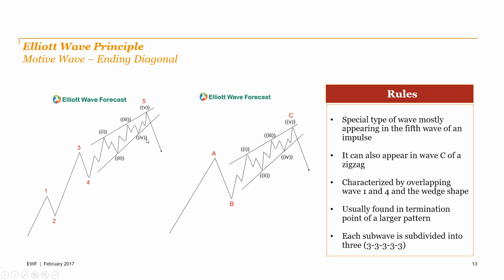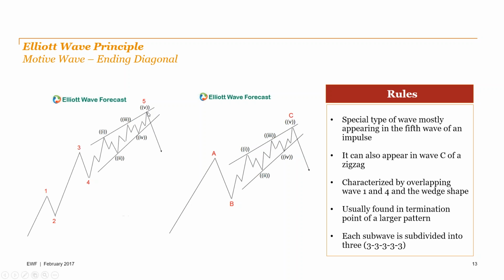Characteristic the same, overlapping of wave 4 with wave 1. Also a wedge shape here, right? The wedge shape. It can happen in the wave C of an ABC as well for the ending diagonal. Okay, special type of wave, mostly appearing in the 5th wave. Also can appear in the wave C. Overlapping, wedge shape, usually found in the termination point of a larger pattern. Usually when you see a wave 5 with ending diagonal like this, usually it's at the end.